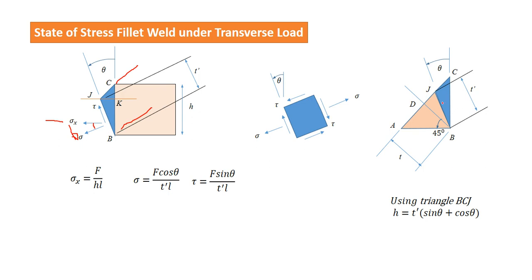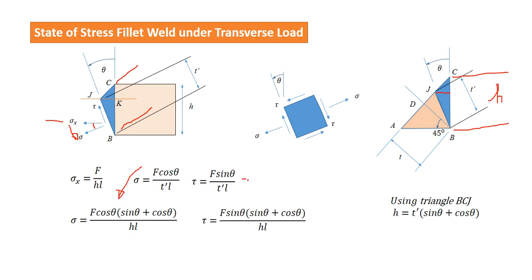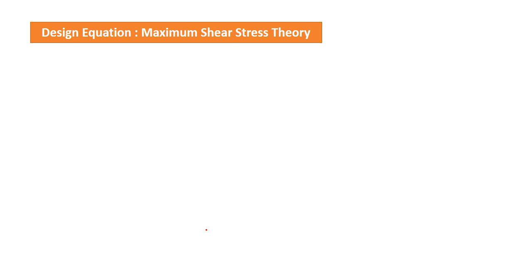relation using triangle BCJ. If I use this triangle, I can find that this value H is given by T dash sin theta plus cos theta. We draw a perpendicular to this, and this H is this plus this. So here it is T dash cos theta and sin theta. So this expression for sigma can now be written as this expression, and this expression can be written as this expression. We have simply substituted for T dash to get sigma and tau.